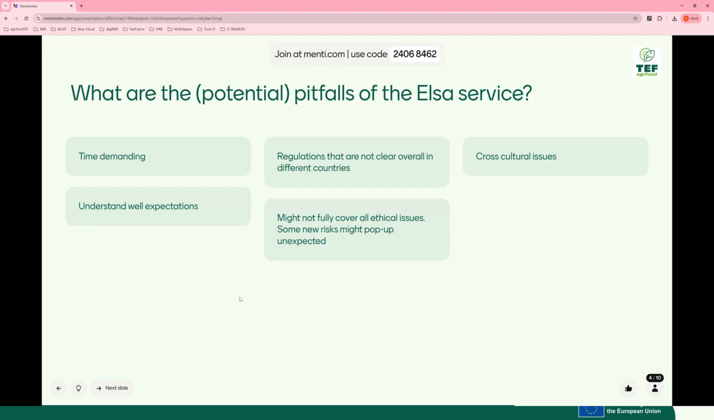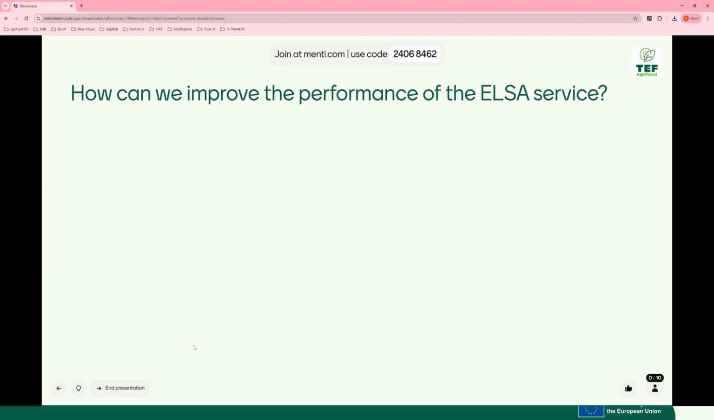Okay. I will ask you the very last question, and then we will move towards the end of this training. This is somehow connected to the pitfalls. So based on the pitfalls that you have highlighted before, what do you think could be the improvements of the performance of the ELSA service? If you have any ideas, even very creative, that could not be implemented immediately, but could be useful for further research and for improvements. Yeah, any feedback for making it better?